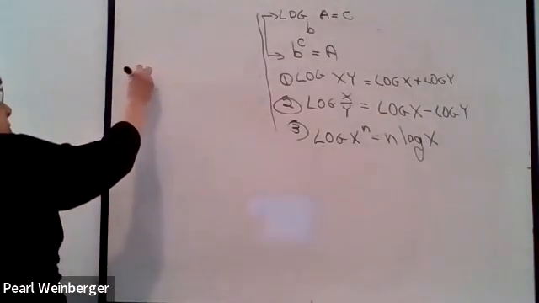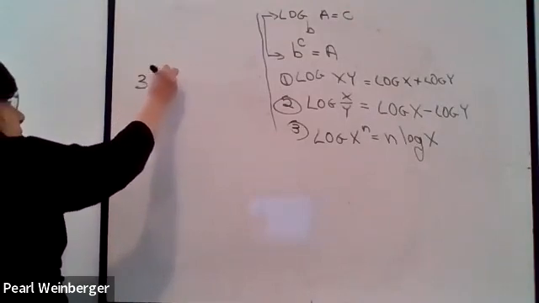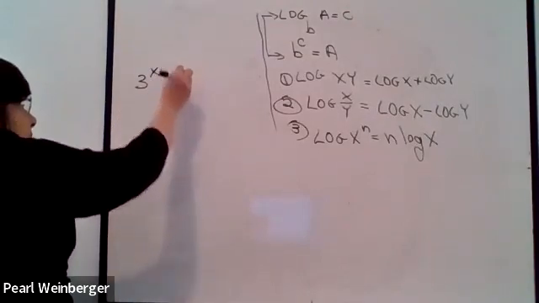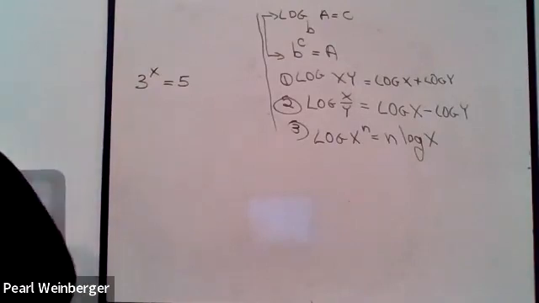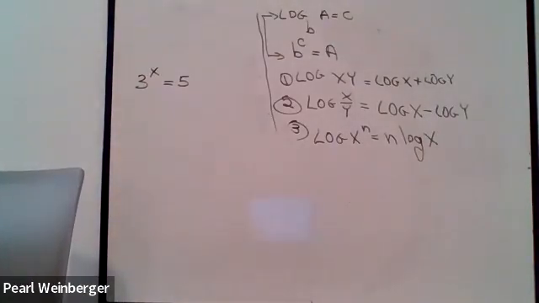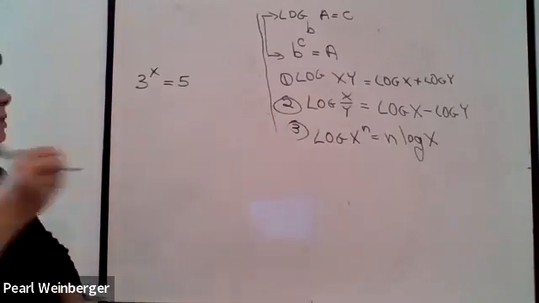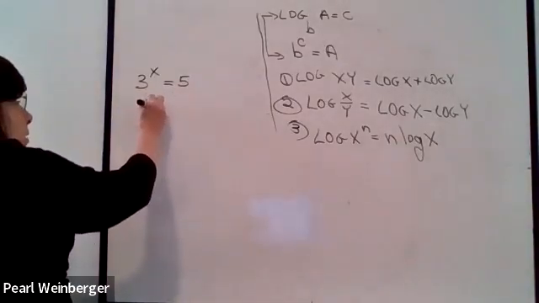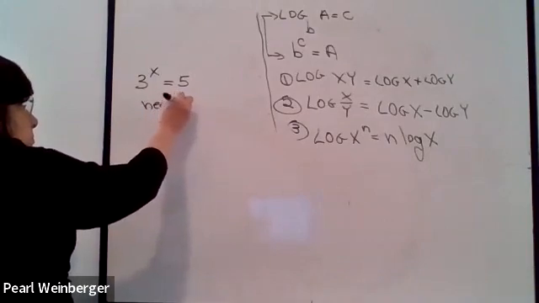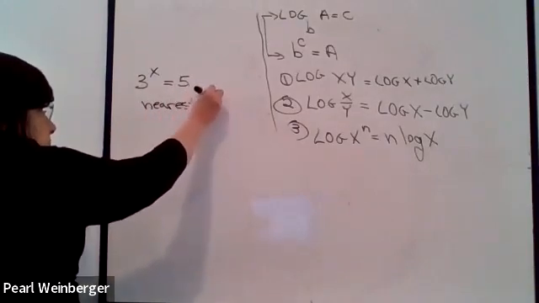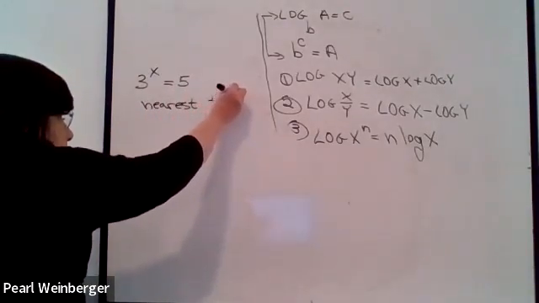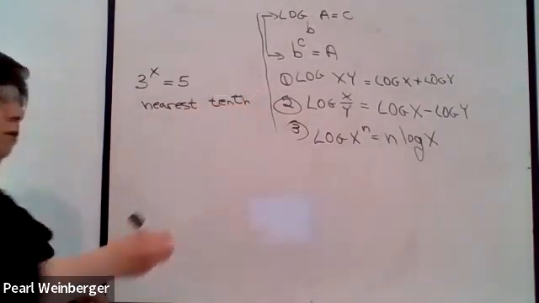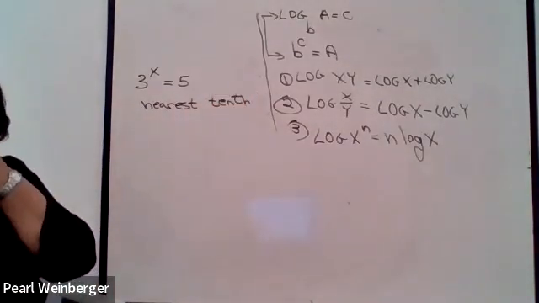Okay, I'm going to give you this one to try: 3 to the x equals 5. I want the answer to the nearest tenth, nearest tenth. And I'm going to give you a couple minutes to try it on your own.